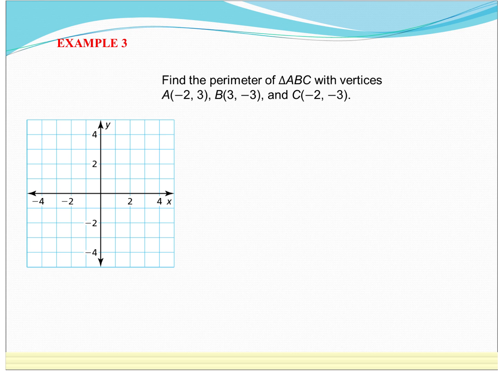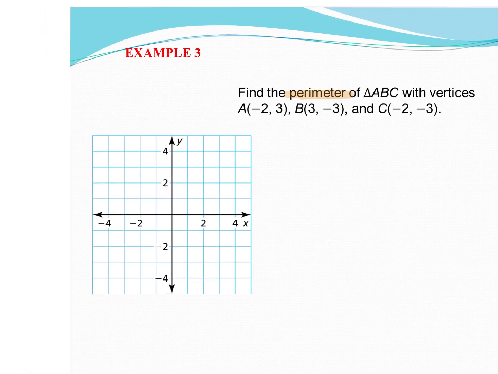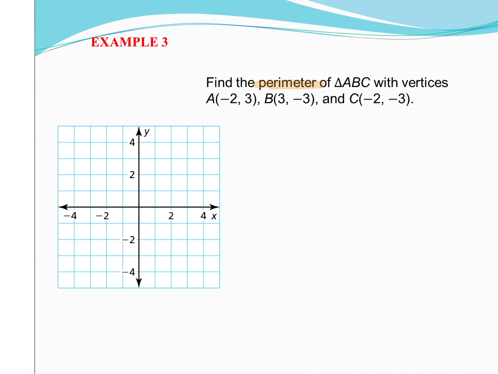All right, looking at this example, it says find the perimeter of triangle ABC with the vertices A, B, and C. So first thing for this is you're going to go ahead and plot your points. Please label them. I have -2, 3, that's my A. I have 3, -3, which is my B. And C, which is -2, -3. Go ahead and connect your dots.